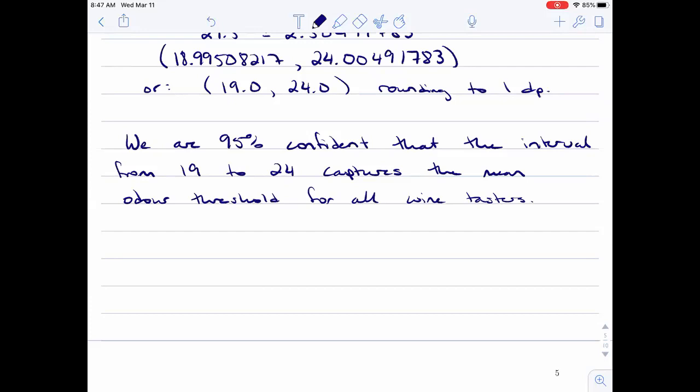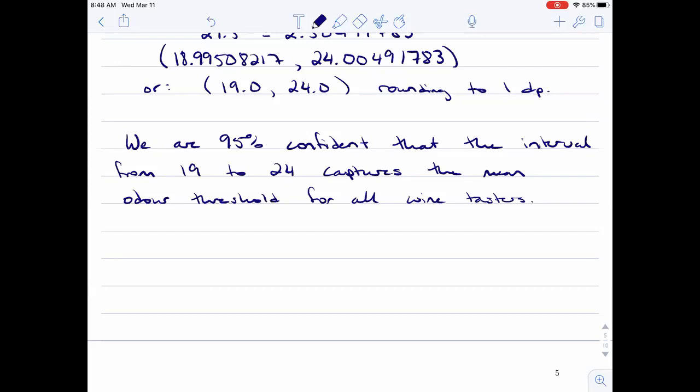We use the word captures because we've collected our sample, and as far as we know, our sample is good, right? But what could be happening is that our sample mean is really weird compared to the rest of the population of wine tasters. And so that's why we're only 95% confident. But also, just in your mind, I want you to remember that the population mean odor threshold is fixed, right? It exists. It's something. We don't know what it is. We're trying to capture it, right? We're trying to figure out what it is. So it's not moving around. Our confidence interval moves around based off of our sample, because it's centered on our sample mean. So that's the important thing. So there's the other half of your marks.